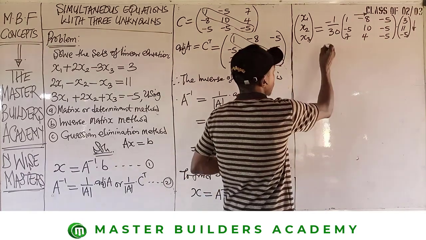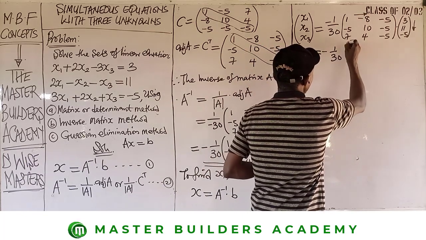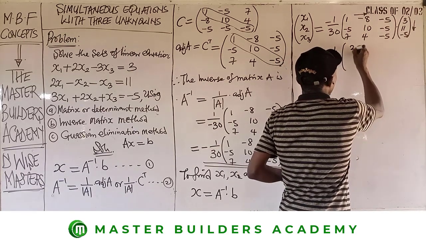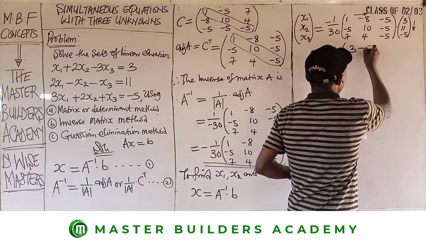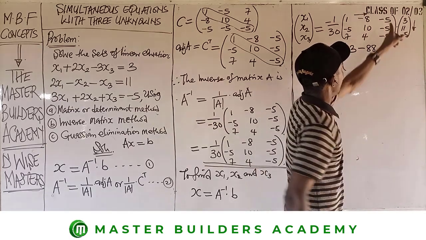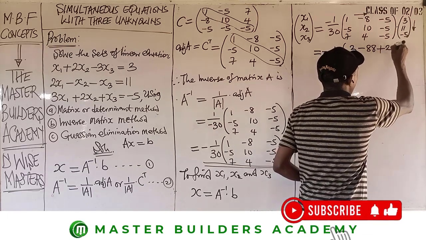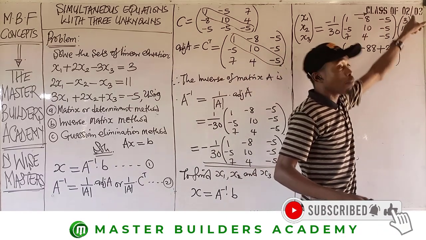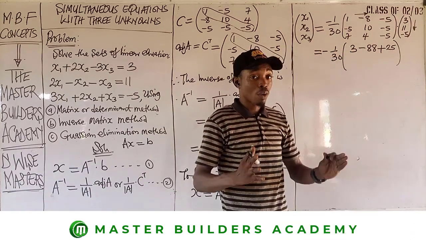So in order to have this done, this is equivalent to minus 1 all over 30 into 1 multiplied by 3 gives us 3, minus 8 multiplied by 11 will give us minus 88, and then minus 5 multiplied by minus 5 will give us plus 25. We have successfully used row 1 to multiply everything in this column, and then we have summed up the results together. Hope you get that clear.